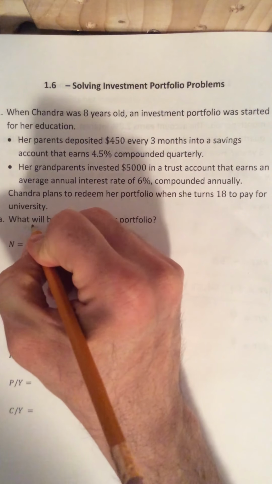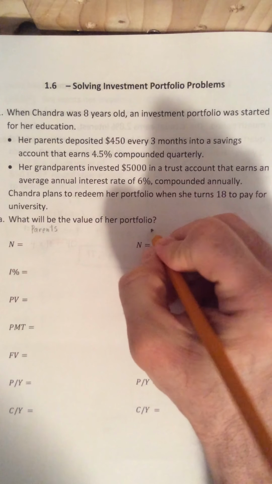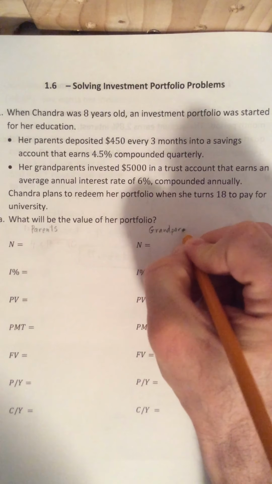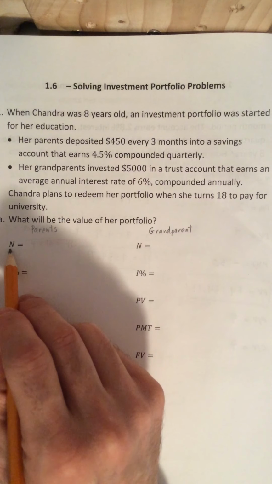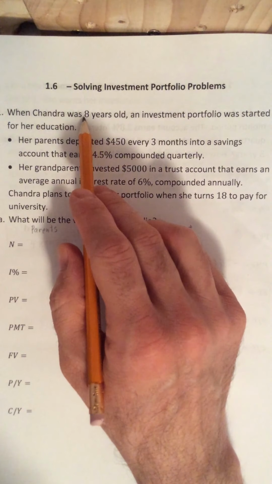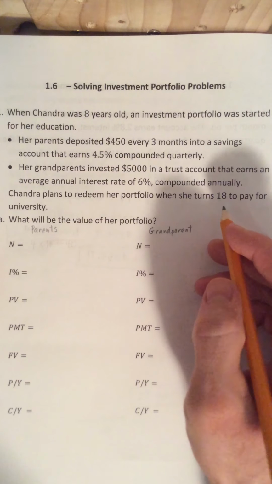Of these 2 investments, there's one that is initiated by her parents and a second one initiated by her grandparents. To save some time, I'm going to use the TVM solver on the graphing calculator. If we look at this, the N value represents the number of compounding periods over the course of the investment. Right now, she's 8 and she plans to use this investment when she's 18.